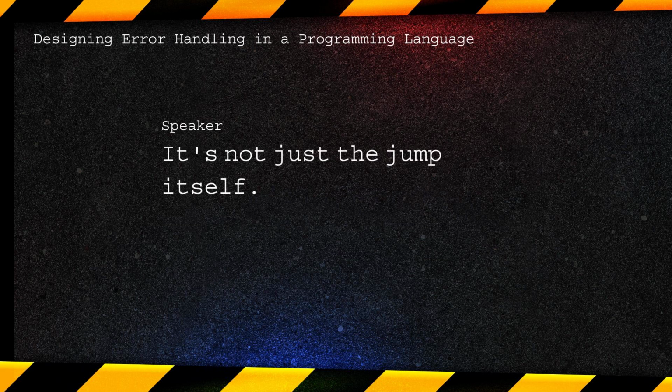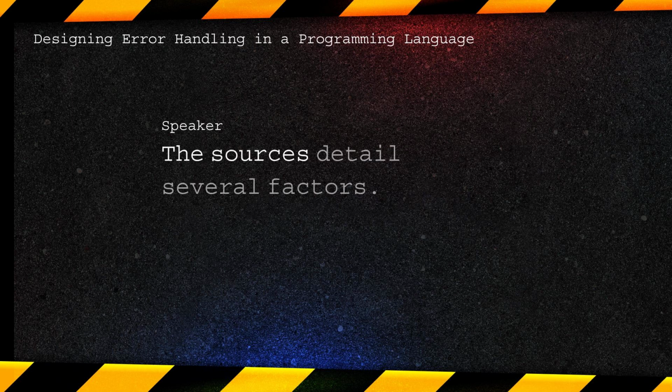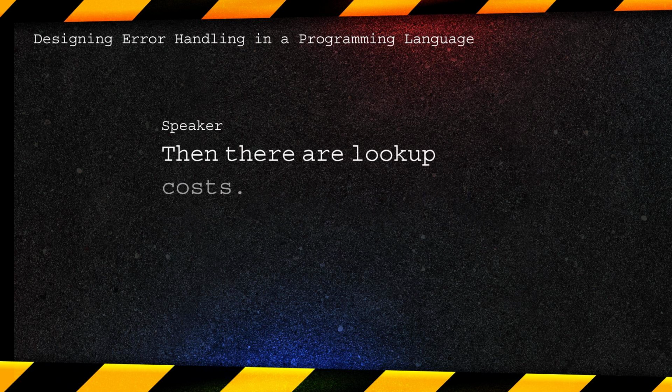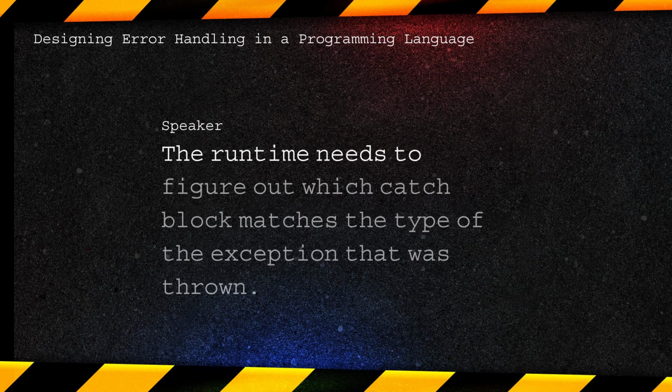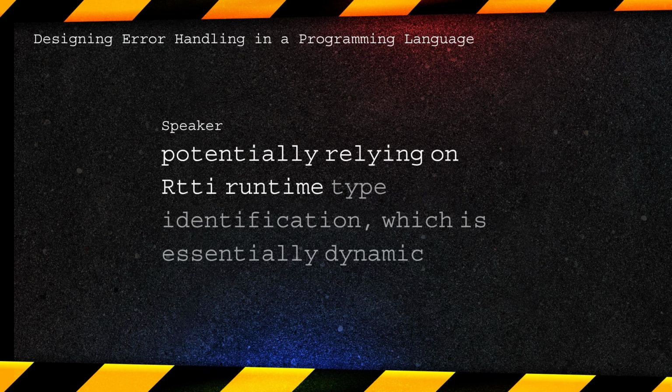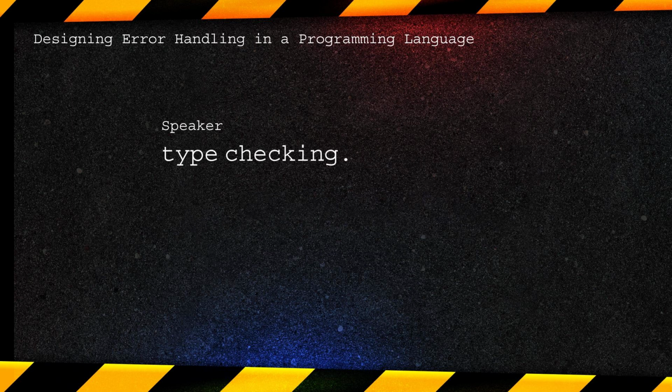It's not just the jump itself. The sources detail several factors. First, there's the stack unwinding process itself, potentially calling many destructors on the way up. That takes time. Then there are lookup costs. The runtime needs to figure out which catch block matches the type of the exception that was thrown. This often involves using what are called side tables, generated by the compiler, and potentially relying on RTTI, runtime type identification, which is essentially dynamic type checking. That's not free.